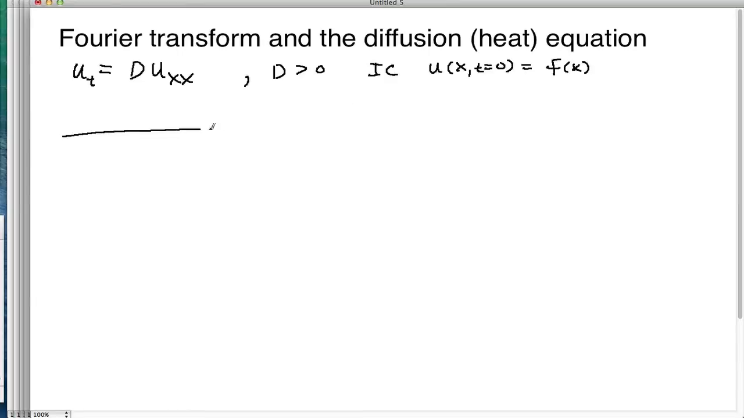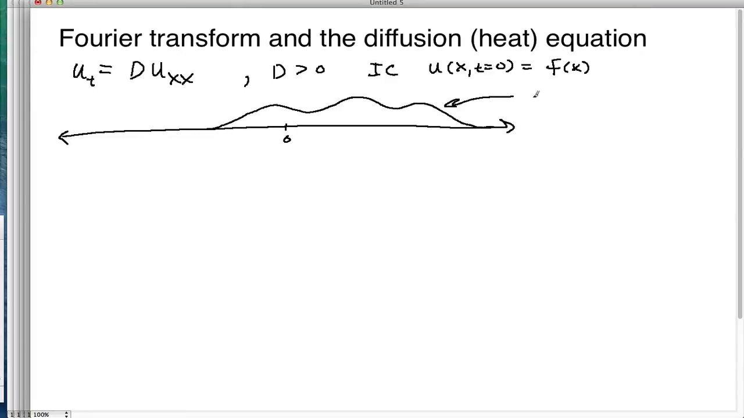So here's our real line, it goes off in both directions, with 0 somewhere in the middle. And we might have some initial distribution of some sort of mass density, f(x). And so, of course, the total mass is just the integral over the real line of f(x) dx, and you get the total mass.